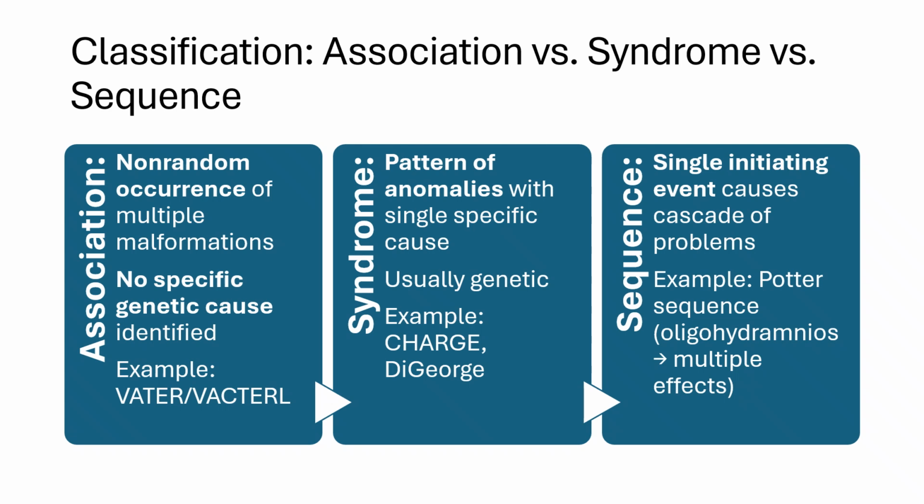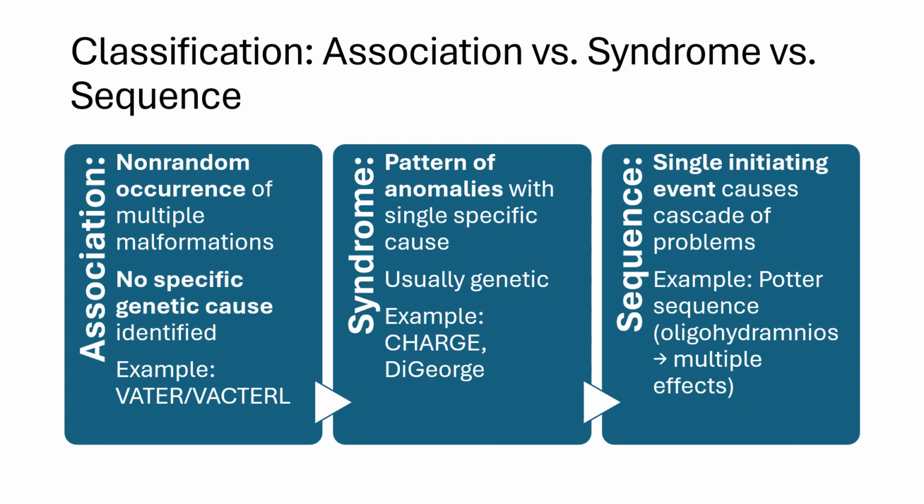chance predicts. Clinical implication: finding one component mandates searching for others. Esophageal atresia triggers renal ultrasound, echocardiogram, and vertebral assessment. Recurrence risks remain empirical since no single genetic cause exists.